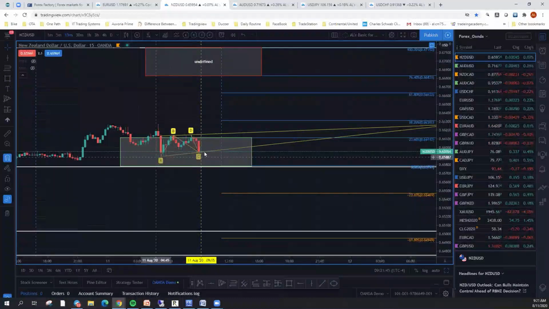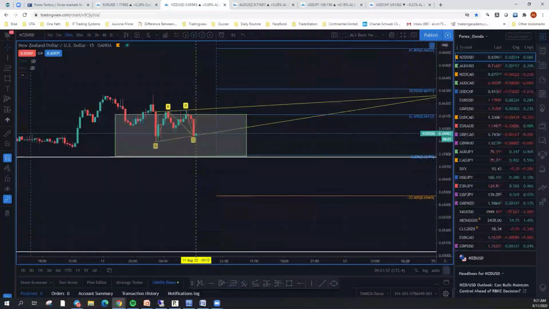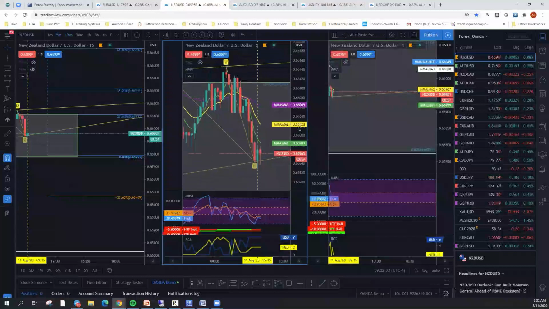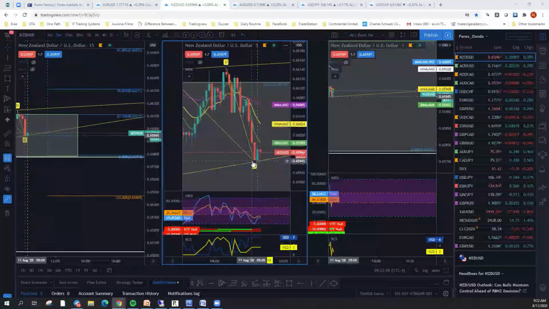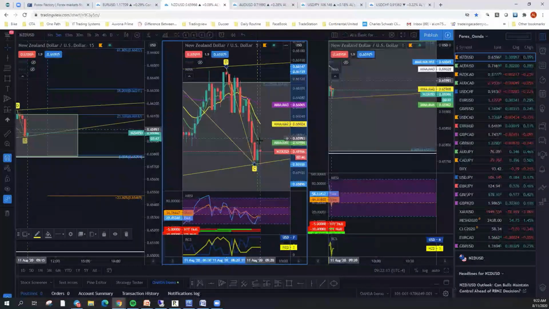Now the question is, will it break out the bottom to retest the bottom of the box and then go up, or is it going to break down and head on down to this area? So right now we're just going to be patient, wait and see in the meantime. I don't really like trading this pair this time of day particularly. Still keep that on that.